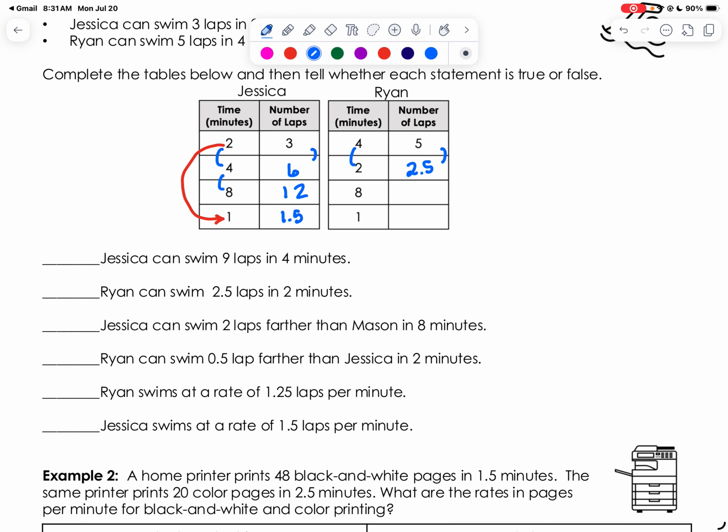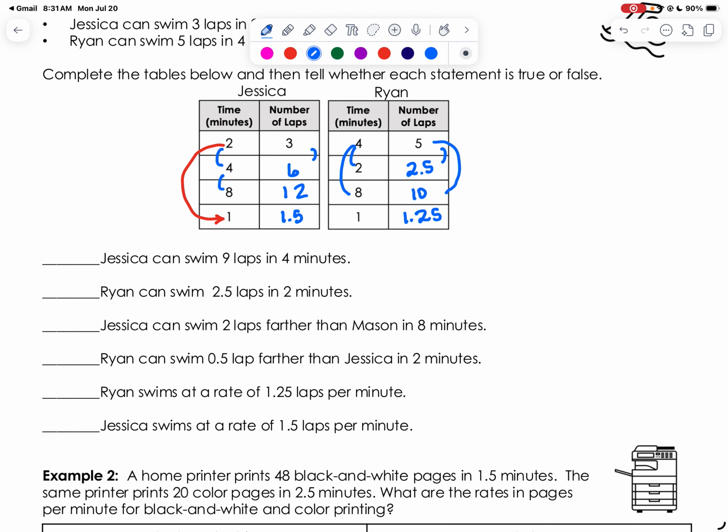All right, for the 8, I doubled the 4. And if I doubled the 4, I have to double the 5, which would be 10. To get the 1, I use the 2 because 1 is half of 2. And so half of 2.5 is 1.25. Now we're going to answer the questions as true or false.